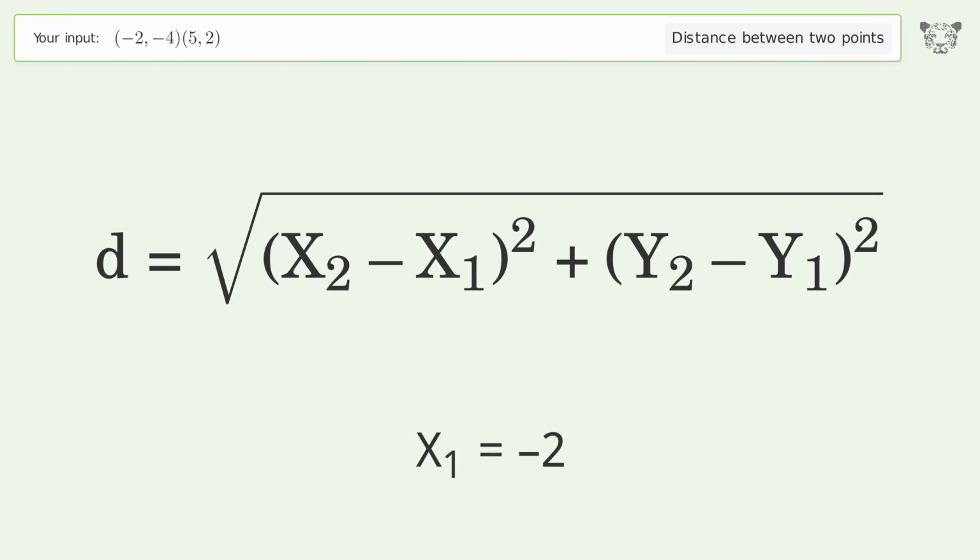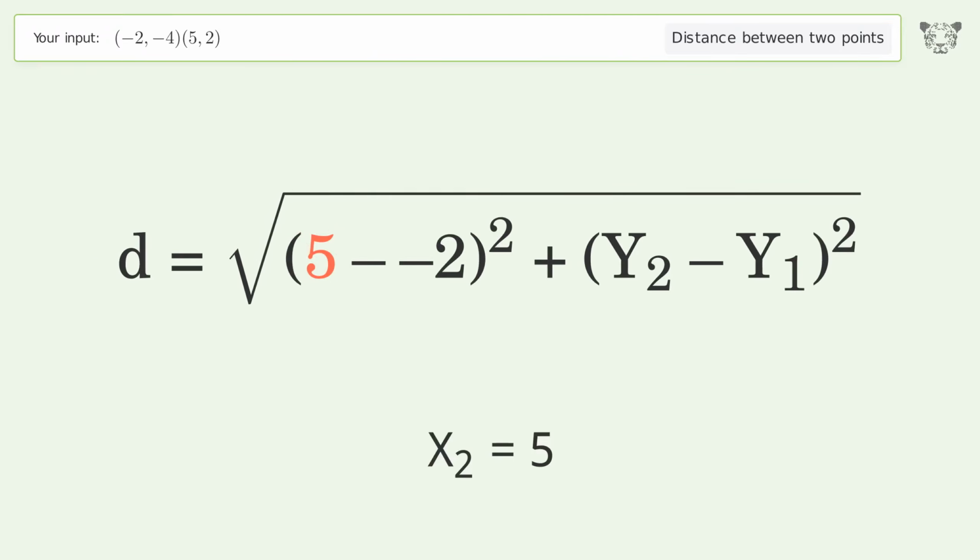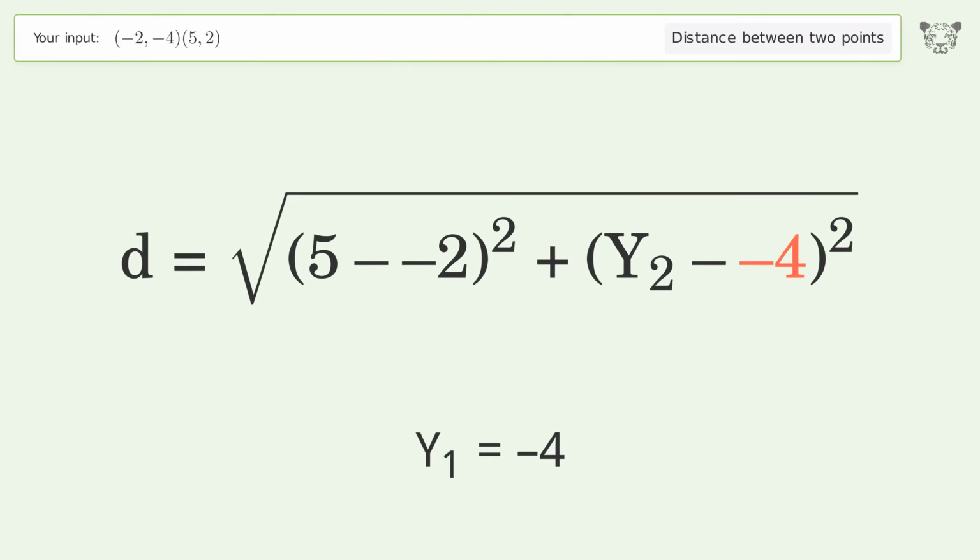x1 equals -2. x2 equals 5. y1 equals -4. y2 equals 2.